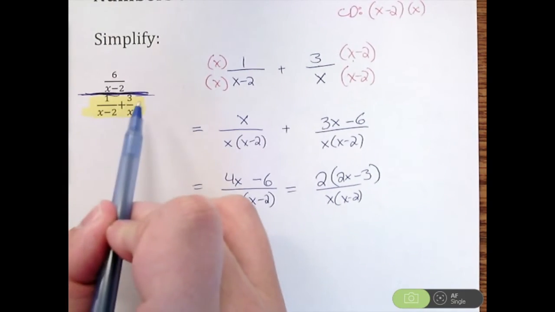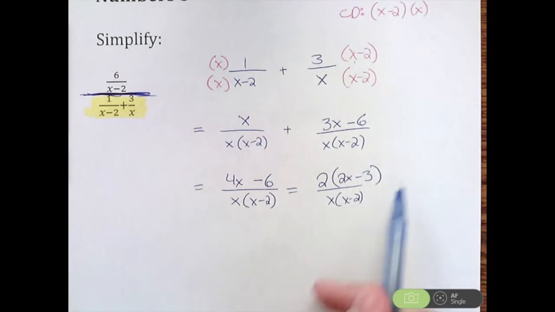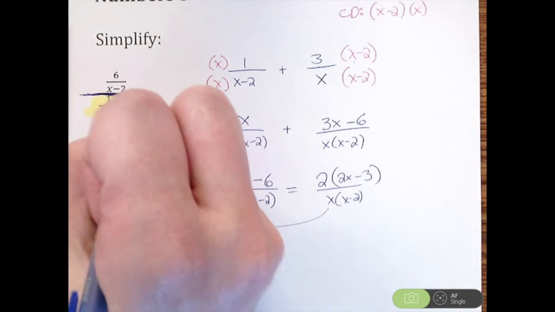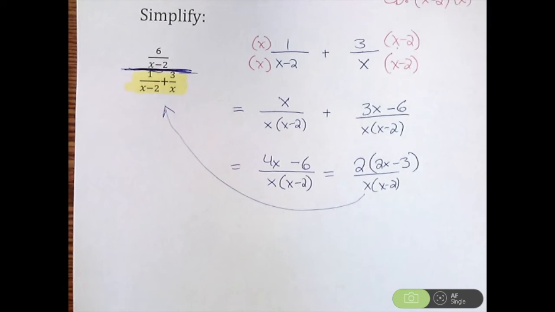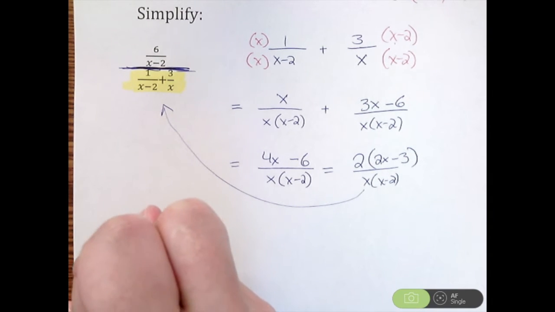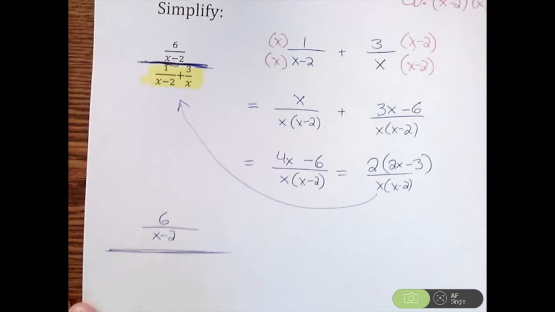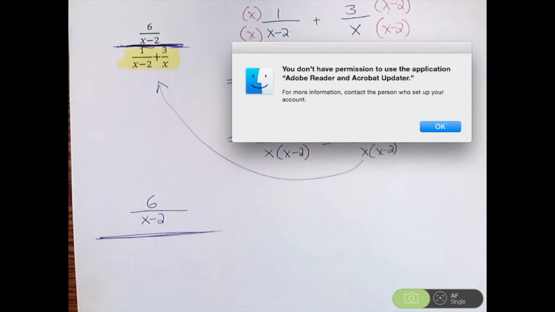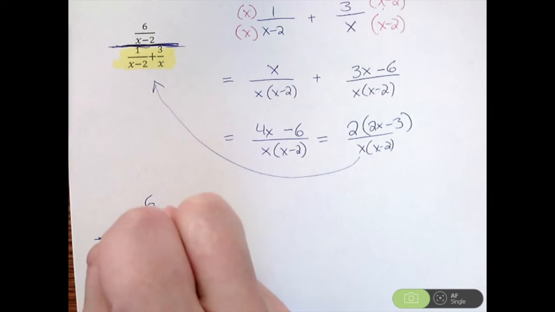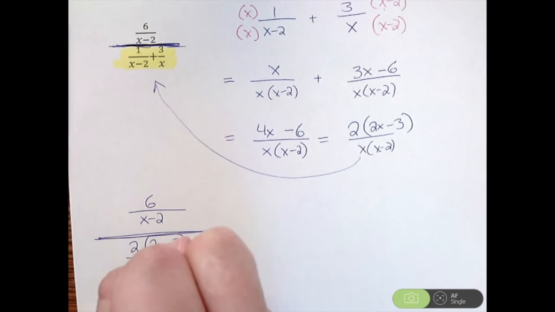So what I did is I just took this bottom highlighted area, added it together using common denominators, and got this as my solution. So what I'm going to do is take this and replace my highlighted area there since I simplified that part. So again, in the numerator, I have a 6 divided by x minus 2, big old fraction, and my highlighted area there is going to be 2x minus 3 divided by x minus 2.